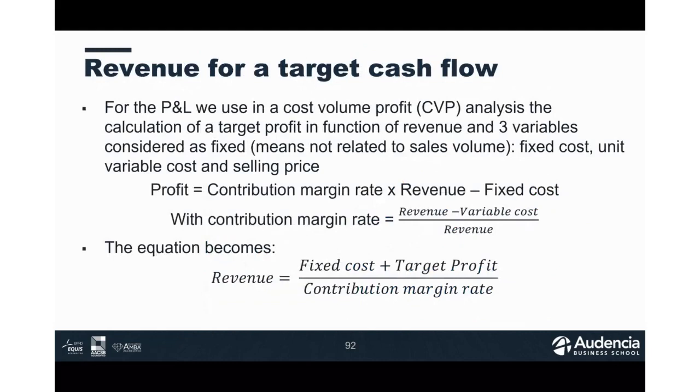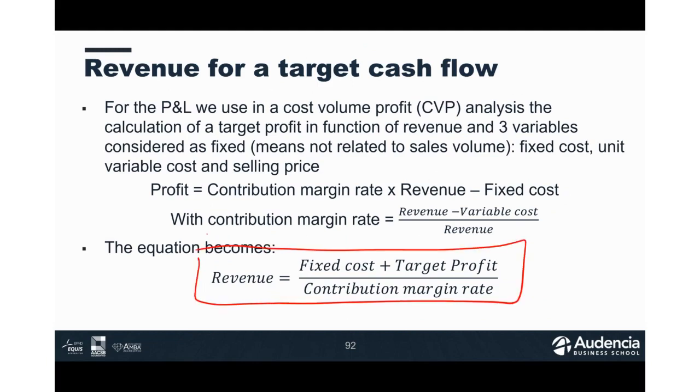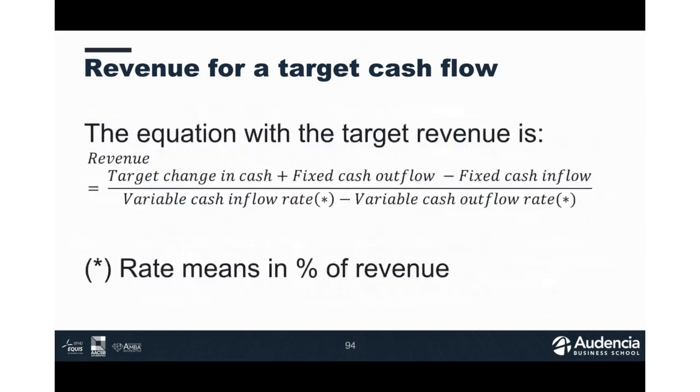So now a different situation. Now we suppose, because we can have all the funds we need, we will transform the equation we have from the CVP analysis, cost volume analysis. This one is for the P&L. We will use this kind of equation, but now for the cash flows.